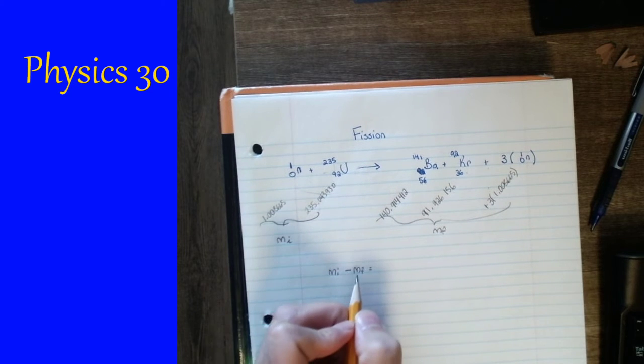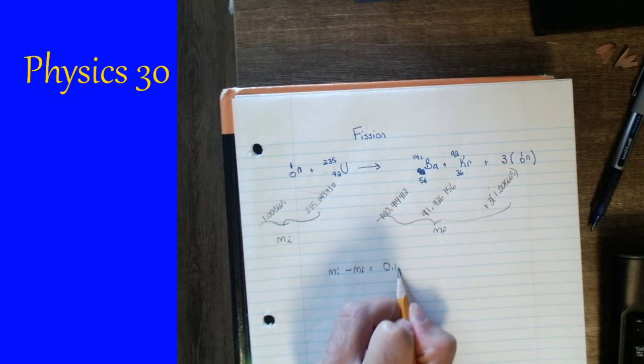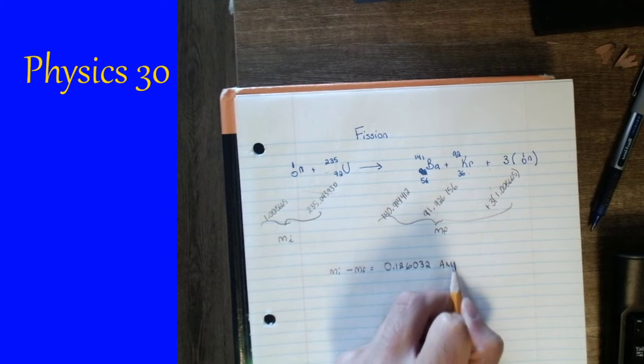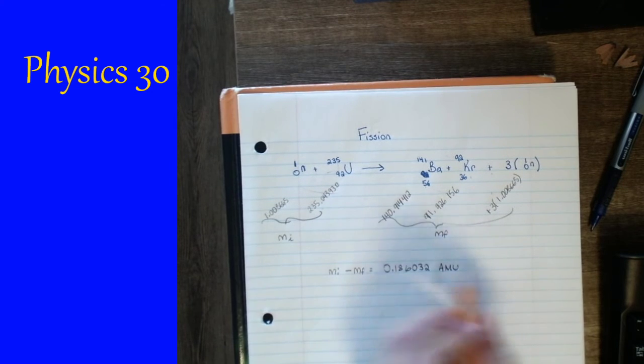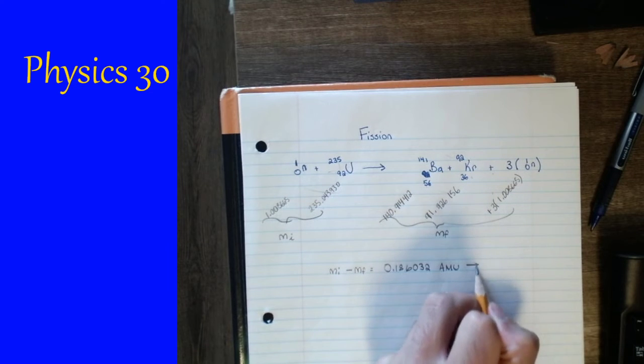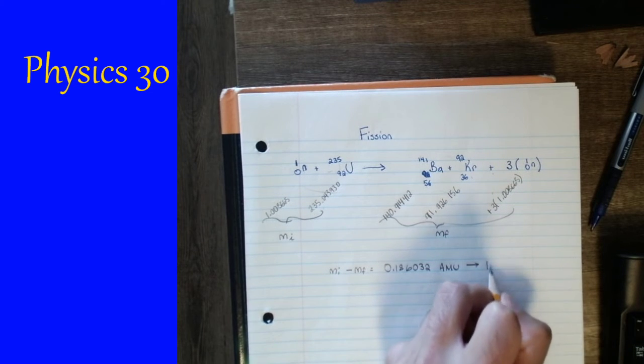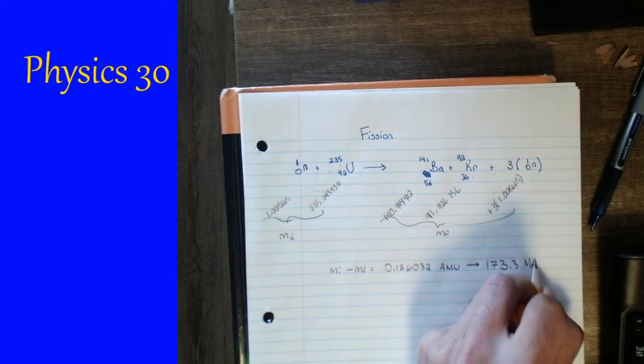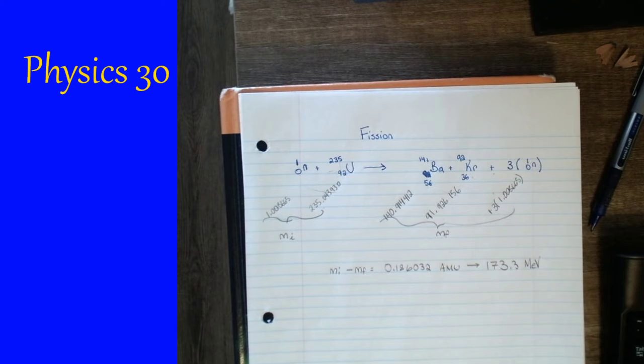And it turns out that when you subtract the two, you'll get about 0.186032 atomic mass units. And so when we multiply that by 931.5 mega electron volts, this amount of atomic mass units equals about 173.3 mega electron volts. Okay, so next we need to put this in relevant terms, because sometimes even if I look at 173.3 mega electron volts, it doesn't really mean all that much.